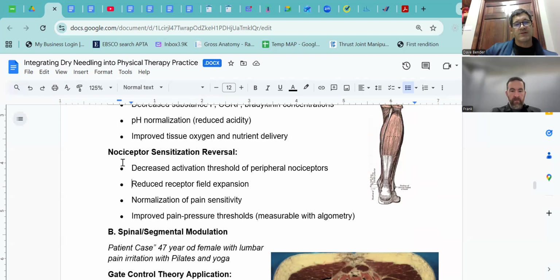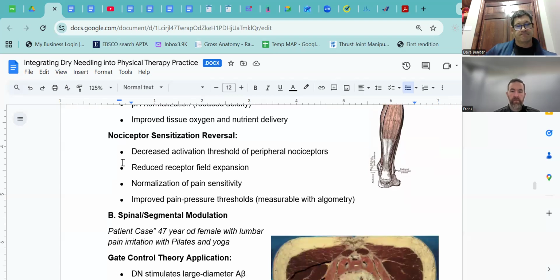If we're looking centrally now, we see nociceptive sensitization reversal, decreased activation threshold of the peripheral nociceptors, reduction of the receptive field expansion that may be occurring from the constant sensitization, and normalization of pain sensitivity. And again, what we commonly see here too is improved pressure pain thresholds.